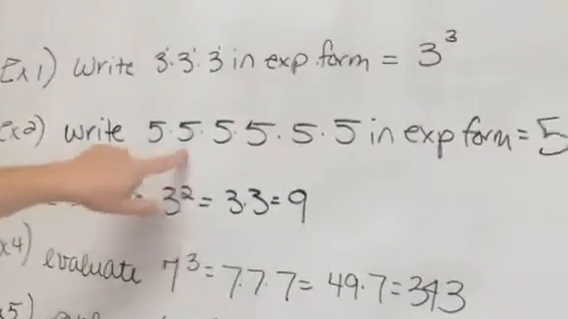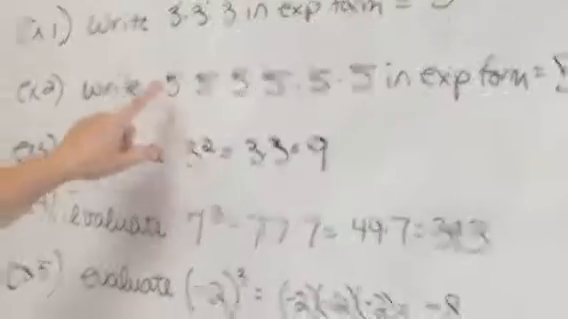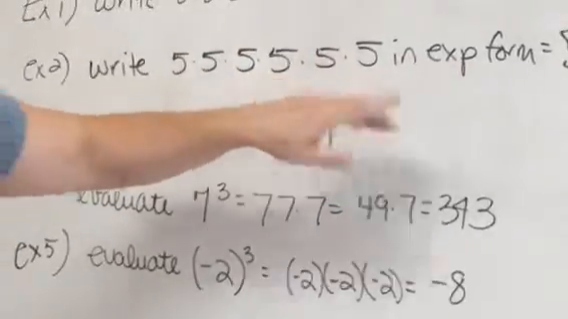Write 5 times 5 times 5 times 5 times 5 times 5 in exponential form. So count out how many you have, 1, 2, 3, 4, 5, 6. So it's just 5 to the 6th power.